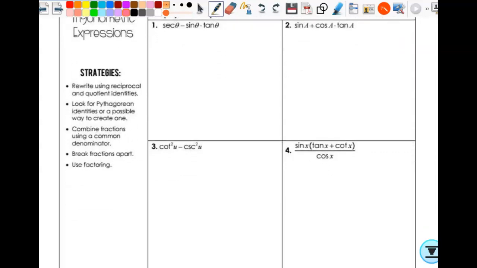So the things you want to think through are, I could rewrite it using reciprocal and quotient identities. I feel like we could actually do something there. Look for Pythagorean identities. The Pythagorean identities will always have a squared something. There's nothing squared there, so I'm thinking I'm not going to have that, at least not at the beginning. Combine fractions using a common denominator. There's no fractions yet. Break fractions apart.